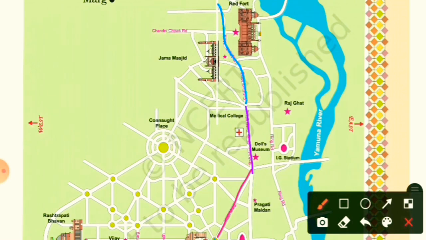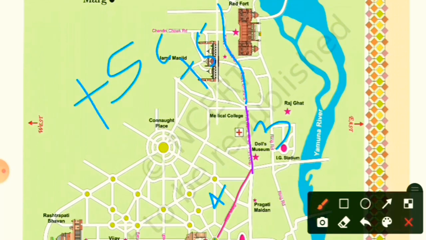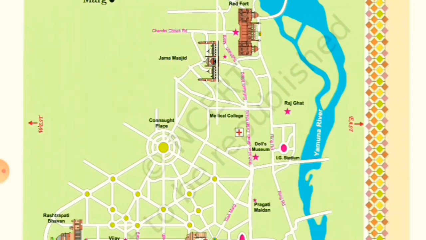Okay, so now we have to find their length. If we measure these roads using a scale on this map, we will find that Tilak Marg is only 4 centimeters, Bahadur Shah Zafar Marg is 3 centimeters, and Subhas Marg is more than 5 centimeters. So it is clear that Netaji Subhas Marg is the longest road among all of these. Now come to the next question.